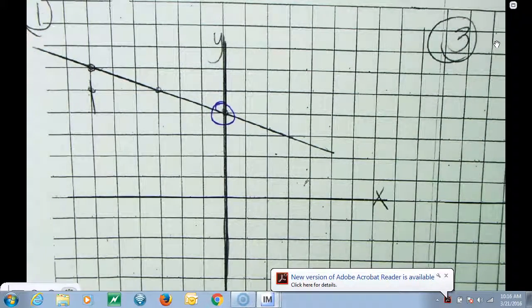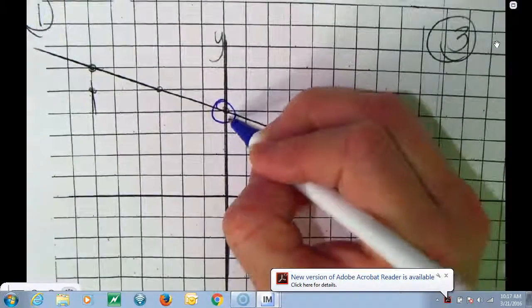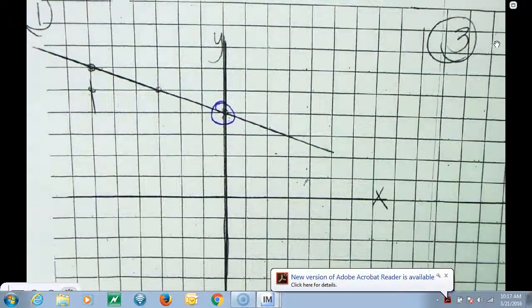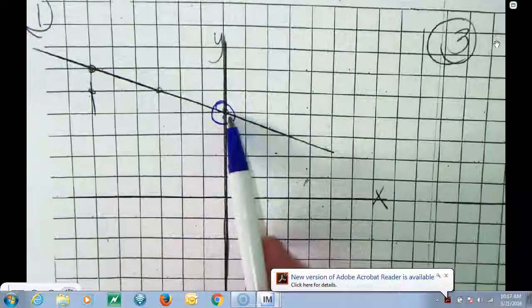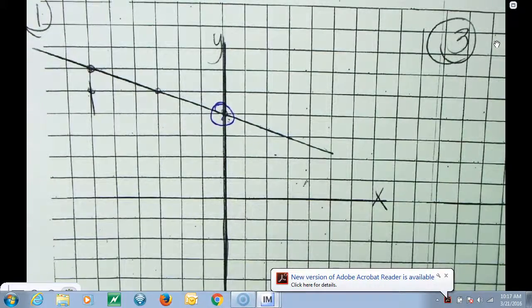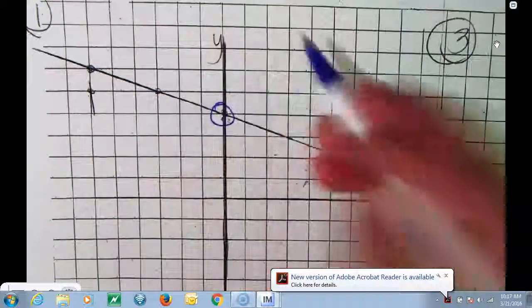A lot of you, not a lot, some did all this crazy work, and got the wrong answer. Look, all you do is circle that. That's the y-intercept. That's it. What is it? Isn't it 4? It's 4. Okay, so now what I want to do is get the slope.